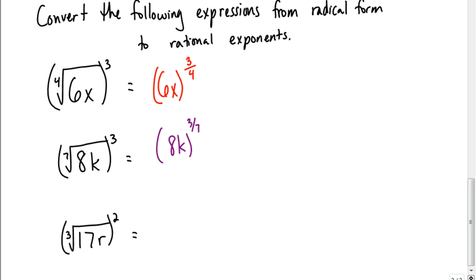Okay, so let's see how you did. You should have just had 17r in parentheses. And that quantity would be raised to the 2/3 power, because it's the third root being squared.